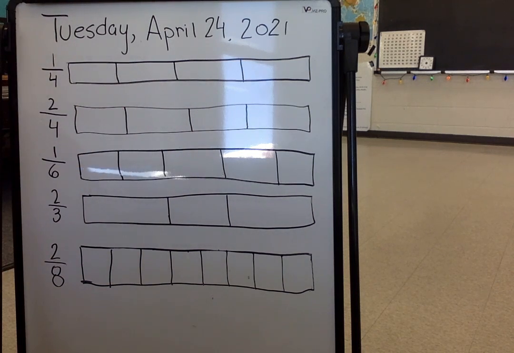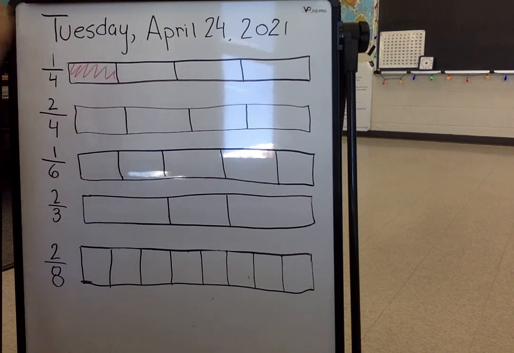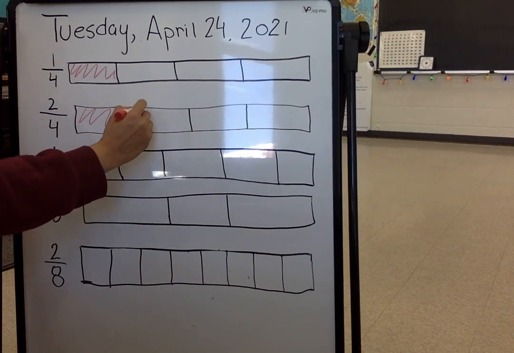So our colored part is just 1, right? Then our next fraction is 2 over 4. Again, our top number tells us how many bars are colored, so we should have 2 bars out of 4 colored, right? So we shade them.